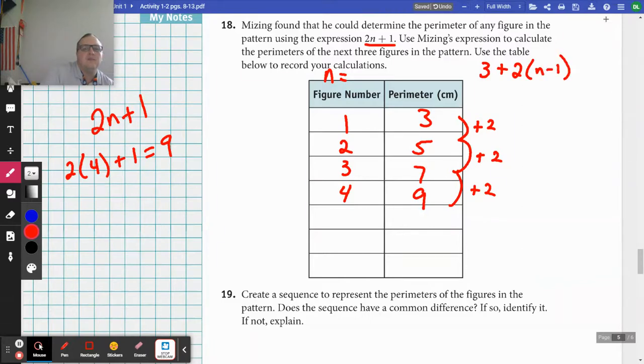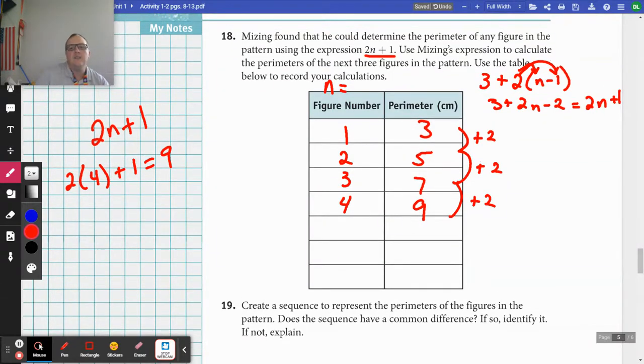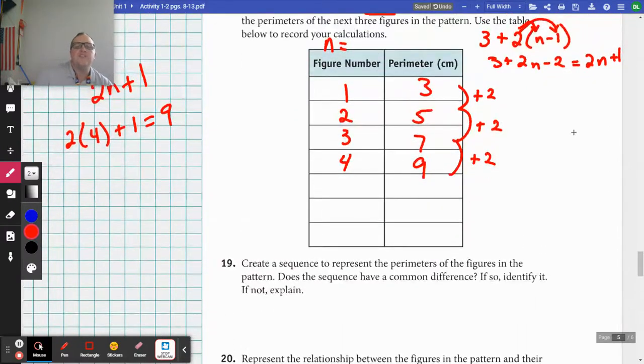Okay? But what he did is that he went on and distributed the 2 to get 2n. He distributed the 2 to negative 1 to get a negative 2. Added the 3 and got 2n plus 1. Okay? So the expression that we've been getting, and his expression, are the exact same thing. He just went on and simplified it a little bit, okay? And I ask you, wait till you get your figure number to then simplify. That's all. So number 5, it would be 11.